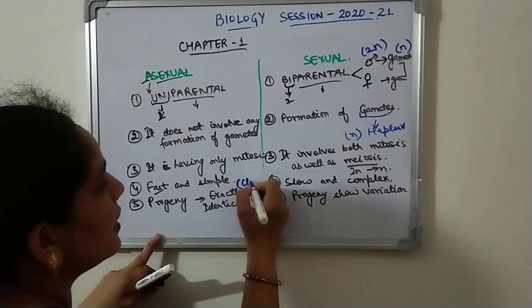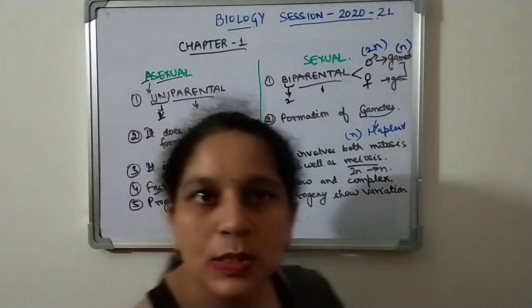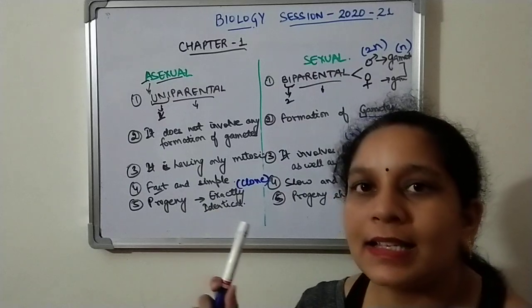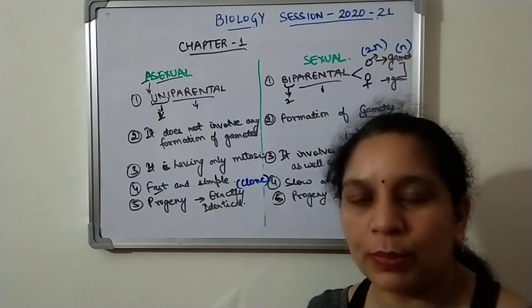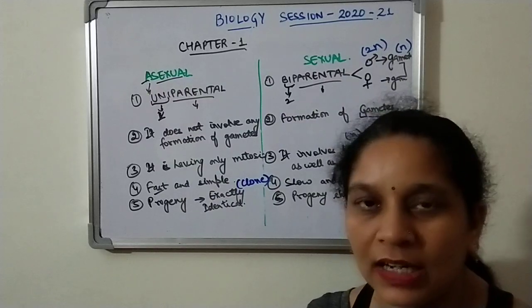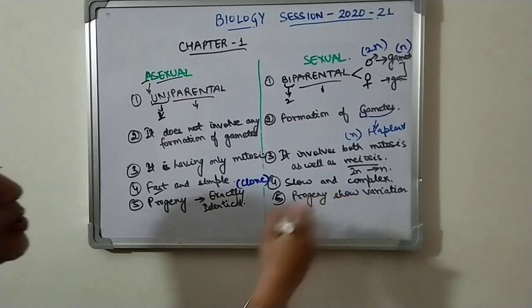Now the exactly identical progeny is given a name, known as clone. So what are clones? Clones are the offsprings formed by asexual reproduction which are exactly identical to their parent in terms of morphology as well as genetics. Genetics means genes. But in sexual reproduction the progeny shows variation.